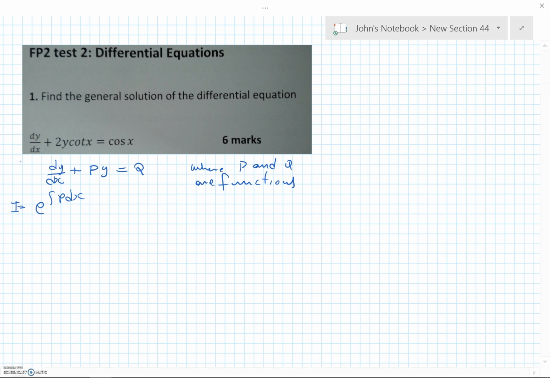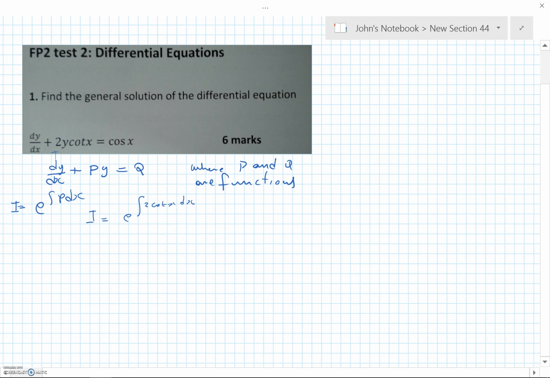Now we have that, it is equal to 2 cot x. Do be careful to make sure you include any constants and any negative sign, because they're going to have a dramatic effect on the integrating factor, as you'll see. So the integrating factor equals e to the integral of 2 cot x dx.